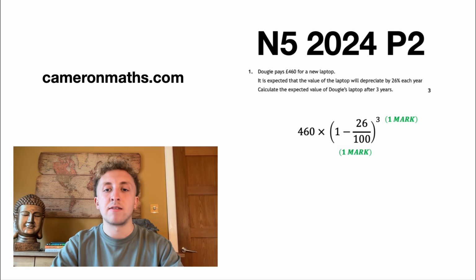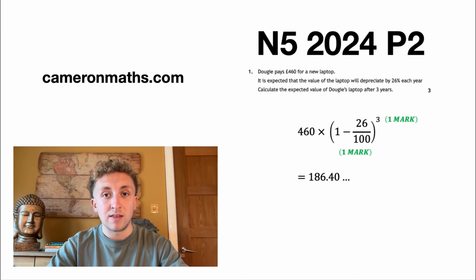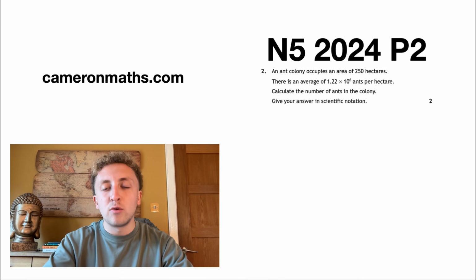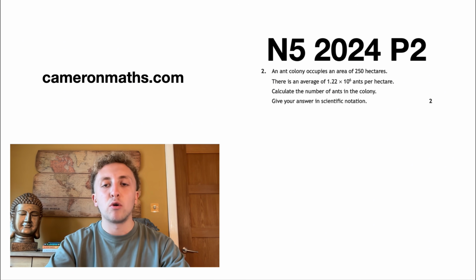There's a minus there because it's a depreciation. 26 is the percentage change, and 3 is the period of time. In the calculator, that comes to 186.40, and we can round that to two decimal places, £186.40.